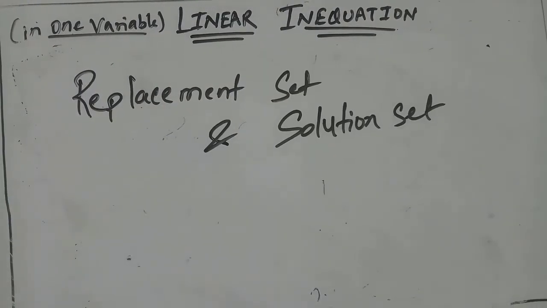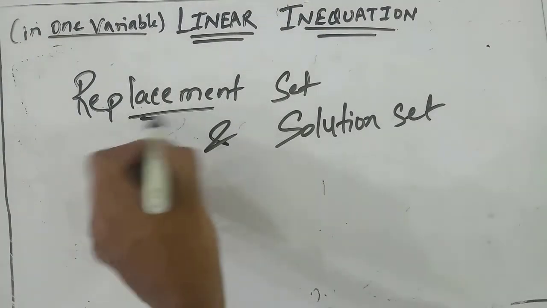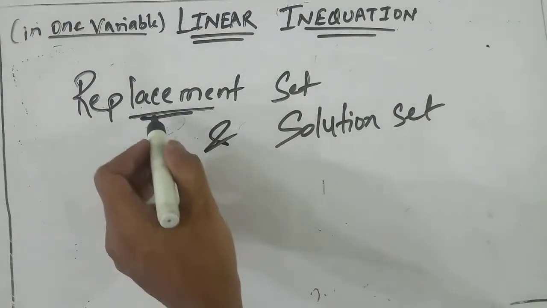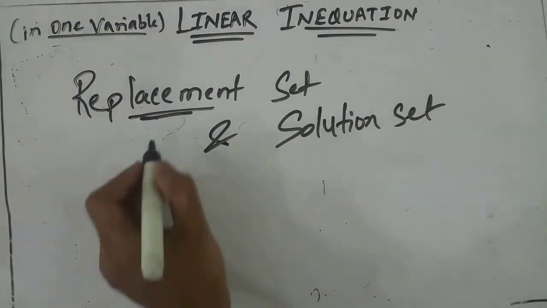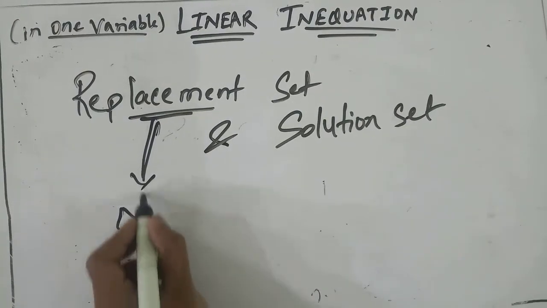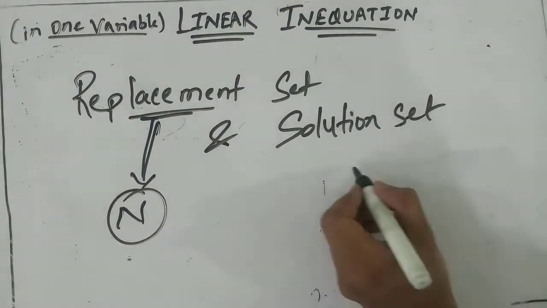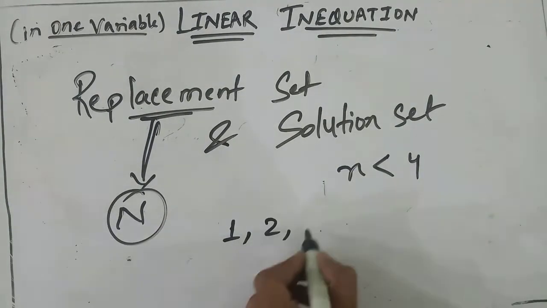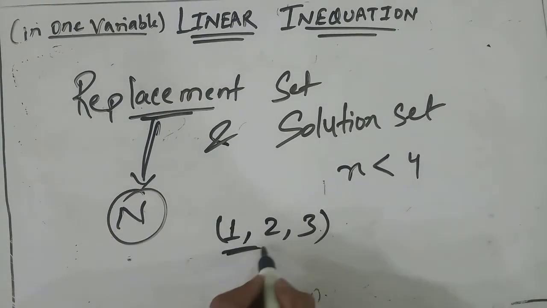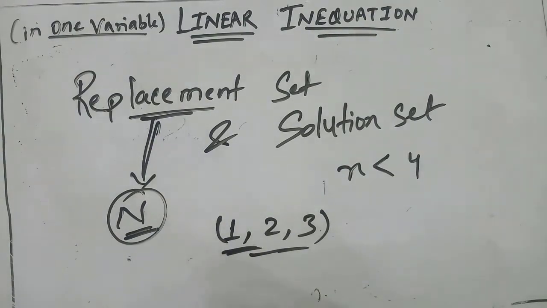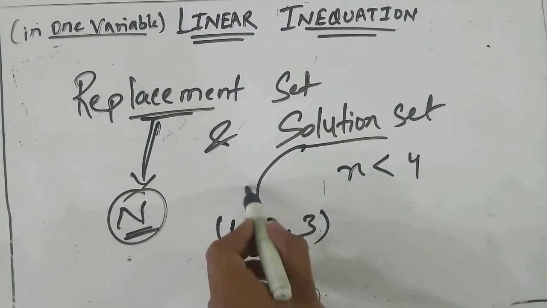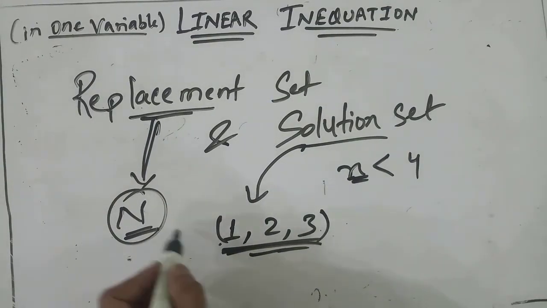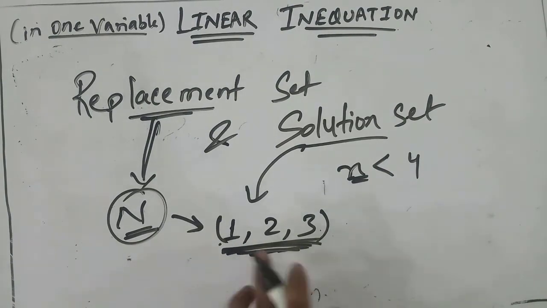Now we will learn about replacement set and solution set. What is a replacement set? The replacement set is the set from which the value of the variable, that is x, is to be chosen. Like if the replacement set is N, where N is the natural numbers, and the condition is x is less than 4, then we can consider 1, 2 and 3. So the values are always chosen from the replacement set. What is the solution set? The values of x form the solution set. The solution set is a subset of the replacement set.